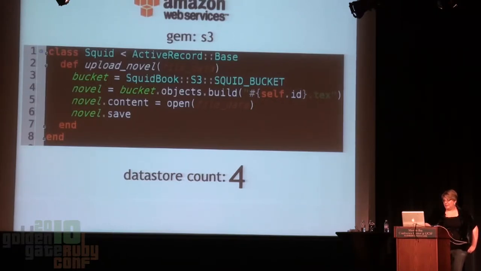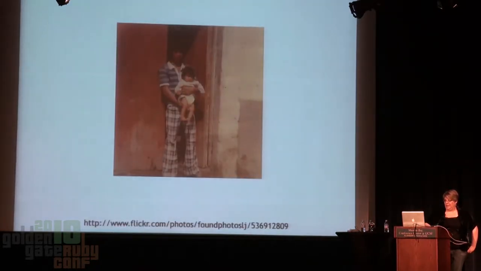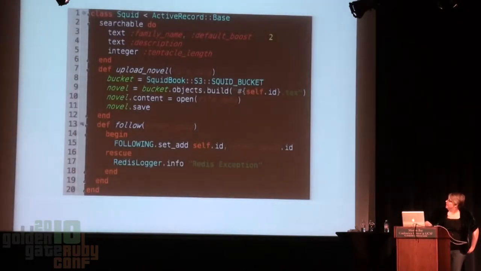Now, at this point, the Squid class is starting to look a little bit mismatched. Here's the entire thing. It's a little bit hard to read. I think the text is a bit too small. But you're descending from Active Record Base. You've got this searchable method that deals with Solr. You've got the novel upload method that deals with S3. And you've got this follow method that deals with Redis. And each of these things persists a little piece of what is conceptually one object.